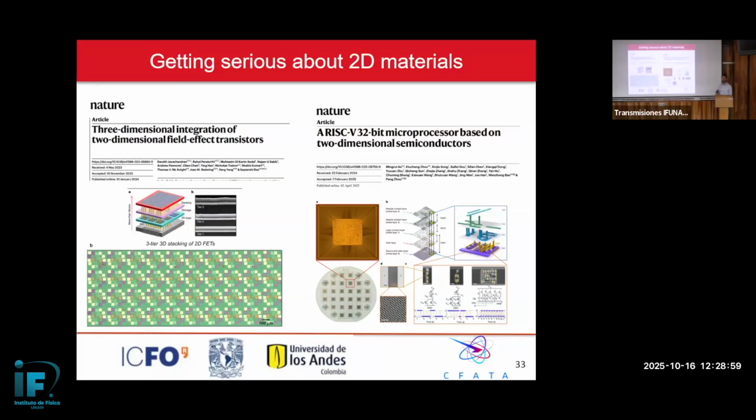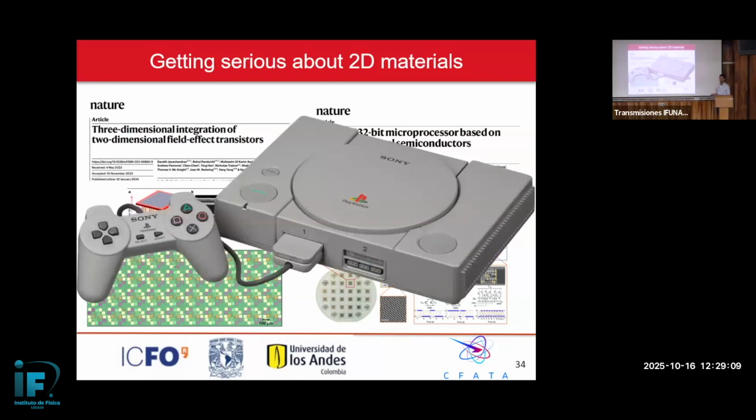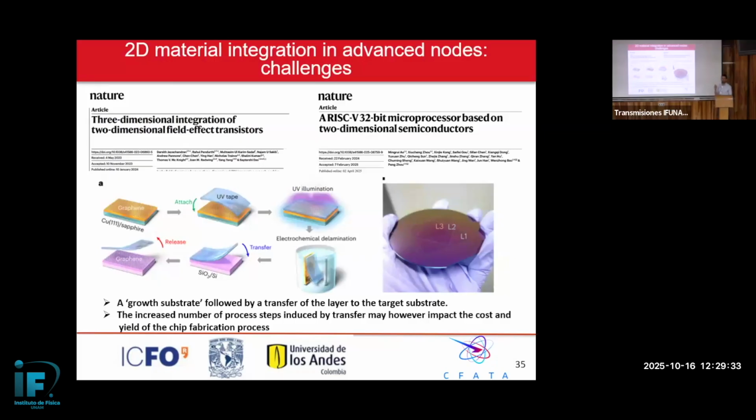For those who are not familiar with what a 32-bit microprocessor is, you can think about it like this: it is the kind of microprocessor that you were using when you played with the PlayStation, right? So now you can play video games using a microprocessor made of 2D materials. So now things are getting serious, at least from my point of view. Okay, so yeah, video games, good. So what's the catch?